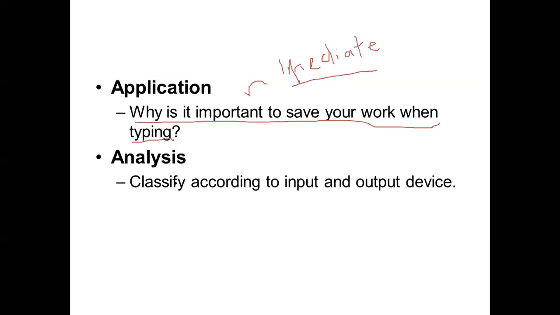And then there's also the aspect of analysis, which is an important element when it comes to questioning. Classify according to input and output. Meaning a learner is able to classify nicely to say, okay, this is an input device, this is an output device. So this is also another important element that we need to understand about our questioning technique.